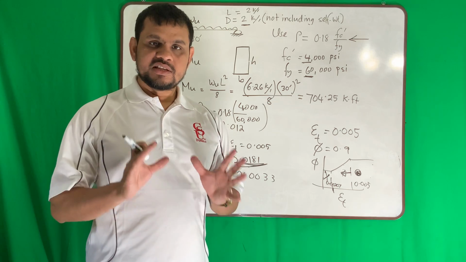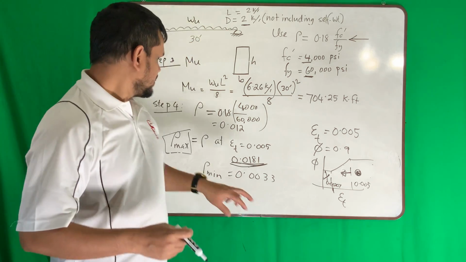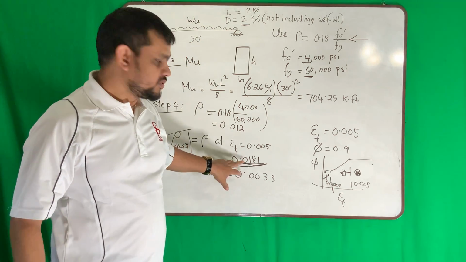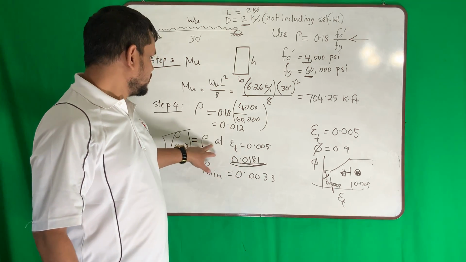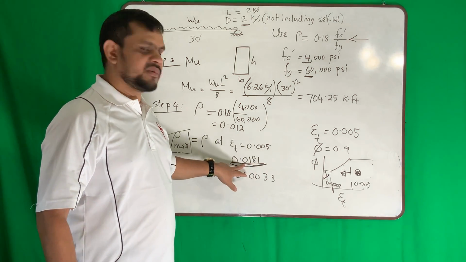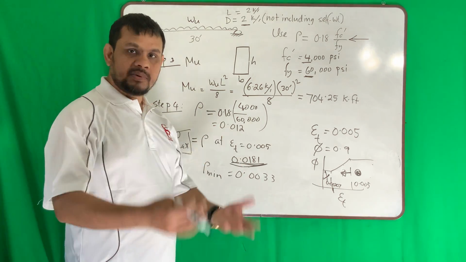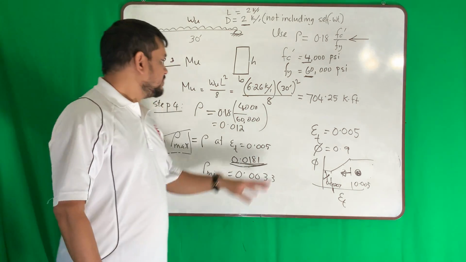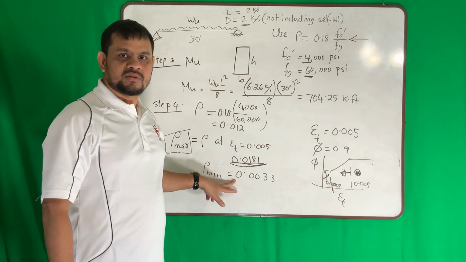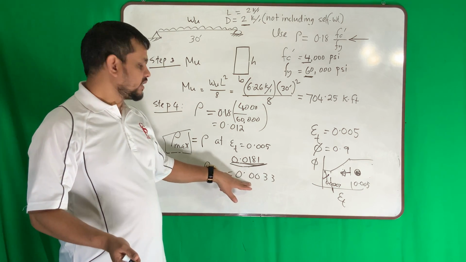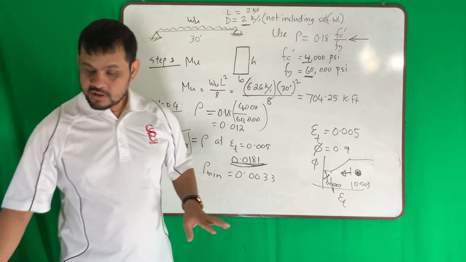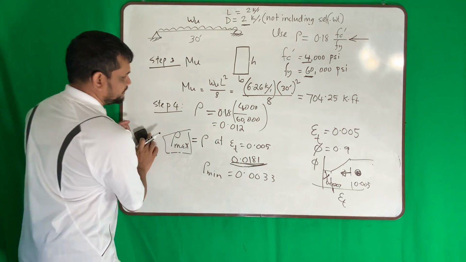Again, if rho is not given, you have to select it based on this. I will always select rho max, rho at epsilon T 0.005. I select this one. If it is given, check it. If they gave you less than this, no. Tell them that okay, now increase at least to this, or even up to this. So the story of rho is done.